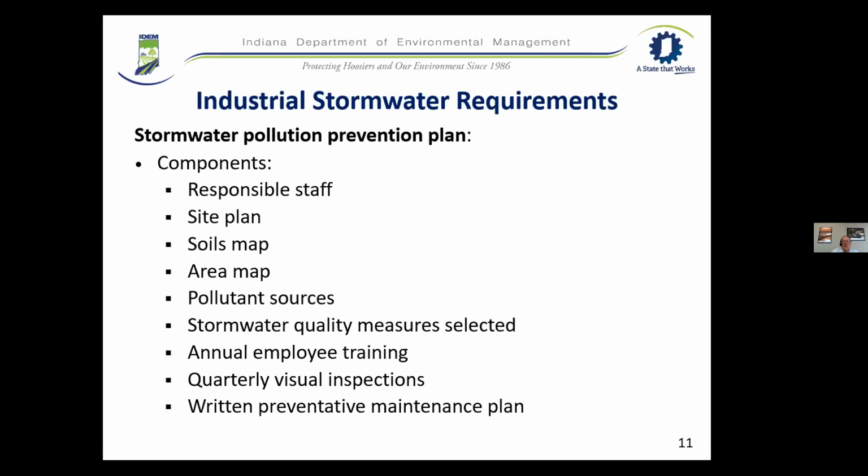So stormwater pollution prevention plan general components include responsible staff, your site plan, soils maps, and an area map showing where your facility sits within the regional area. What are your pollutant sources? Have you selected any stormwater quality measures as part of that first year evaluation? It's required to do annual employee training. Of course, your quarterly visual inspections should be in there, and then written preventive maintenance plans.